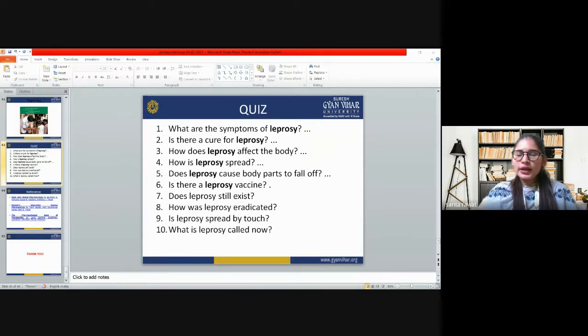Now, one more question: what is leprosy called now? Sometimes people call it leper. Leper is an offensive word which contributes to the stigma surrounding leprosy. It is a word associated with someone who is an outcast and who can be rejected by others, and it has been used to justify cruel treatment and discriminatory laws.